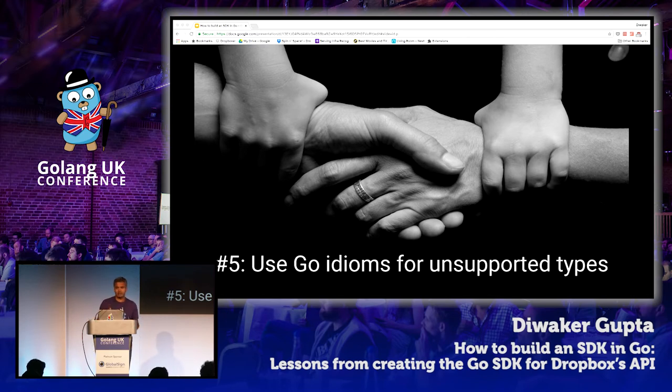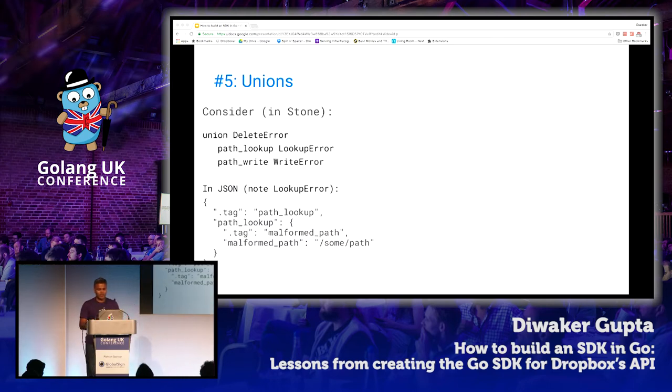Unfortunately, there's really no silver bullet here. The best thing you can do is to try to use idiomatic Go code as much as you can, even if it is not the most elegant and has some rough edges. So let's take a couple of examples. Consider a union type.